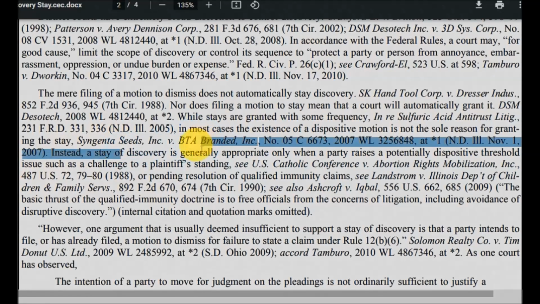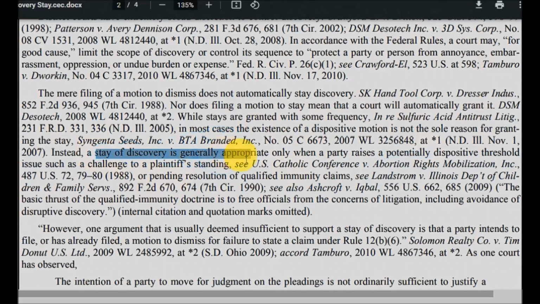Instead, a stay in discovery is generally appropriate only when a party raises a potentially dispositive threshold, meaning it only has to just be a potential. It doesn't even have to be factual. They just have to raise it.